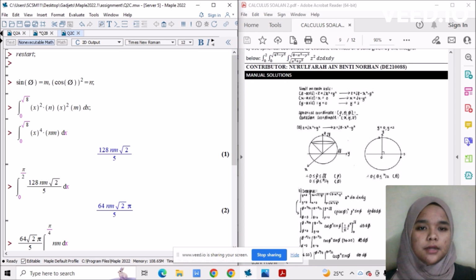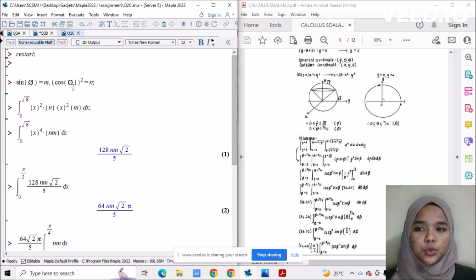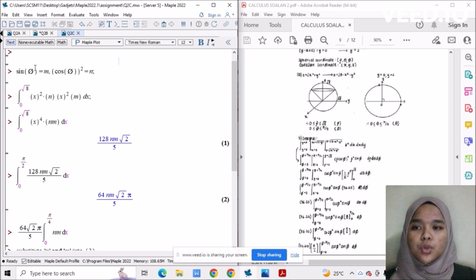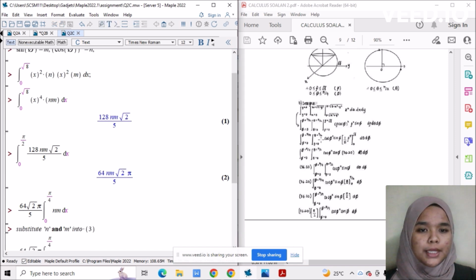So the Q2C here is for spherical coordinates. From this, I would like to do this part of the simulation by assumption. So I will replace sine theta with m and cos theta squared with n. With this, it will make the process of integration way easier.